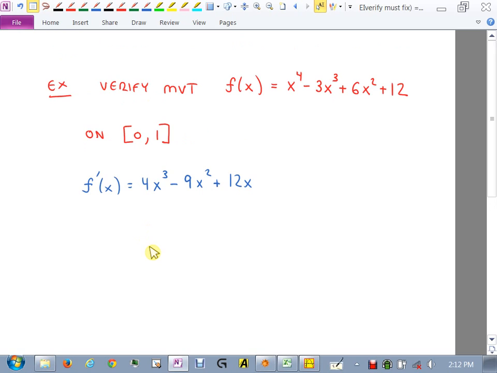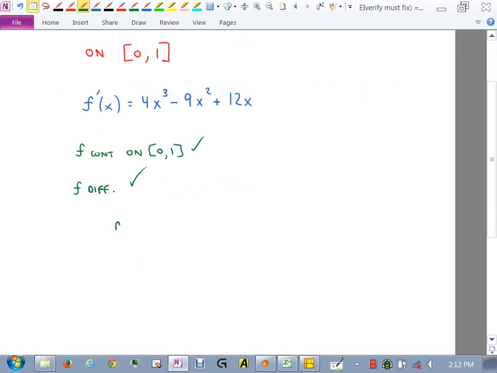Okay, so now let's go through the process. I'm going to check first for continuity. Is f continuous on 0, 1? Absolutely. It's a polynomial, of course it is. Is it differentiable? Yes, because the derivative is a polynomial. By the mean value theorem, we know this: the derivative at some point c must be equal to f of b minus f of a over b minus a. That's going to be put into the memory banks for the test.